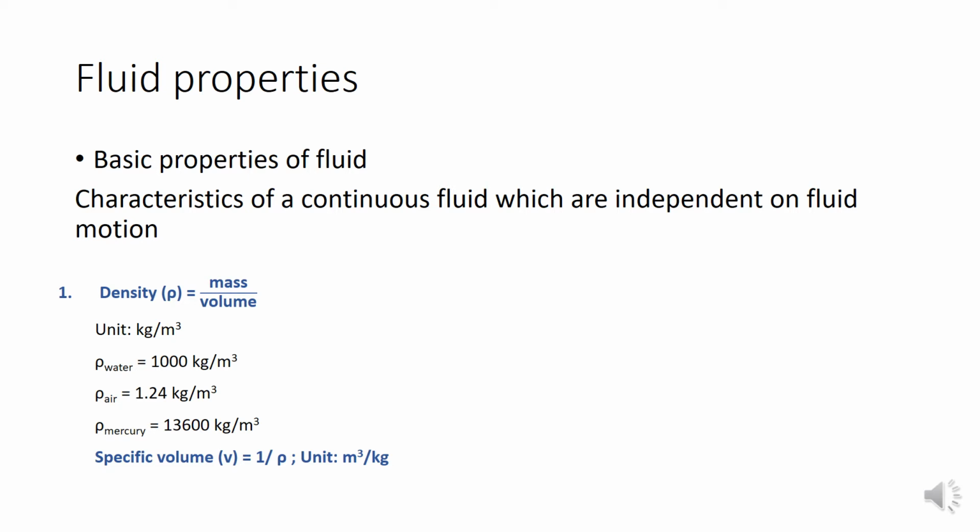The density of mercury is more than that of water, which is 13,600 kilogram per meter cube. Now once we know density, the reverse of that is the next important property, called specific volume. Specific volume is the ratio between volume and unit mass, volume per unit mass, which is actually the inverse of the density. The unit of specific volume is meter cube per kilogram.